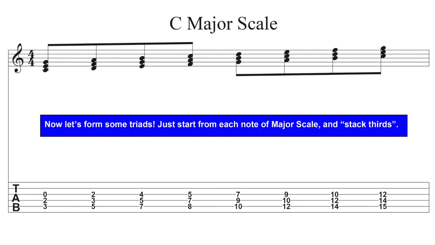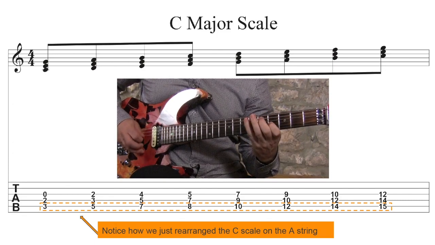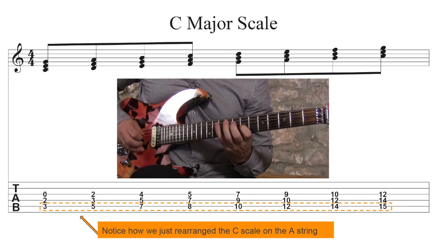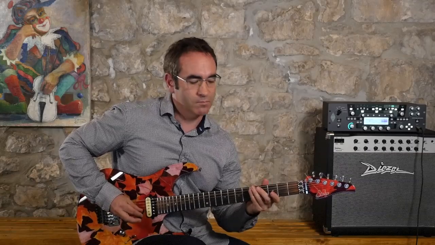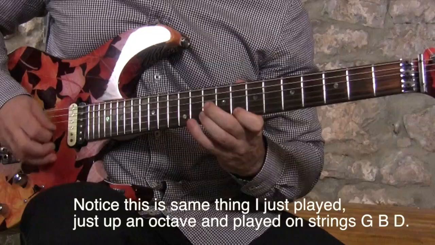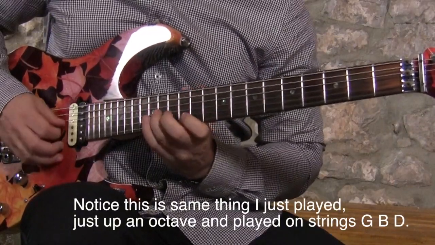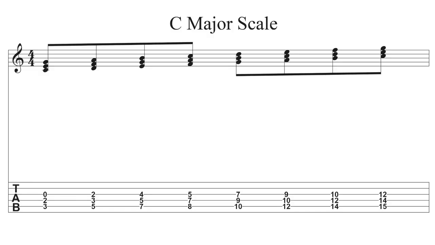I just happened to write out the tab so that you move up the A string to play each triad. But you could play that in other positions. But don't worry too much about the tab. Later I'm going to show you how to play these triad arpeggios on 2 strings, which I think you'll find pretty cool for phrasing. So let's look at each triad.